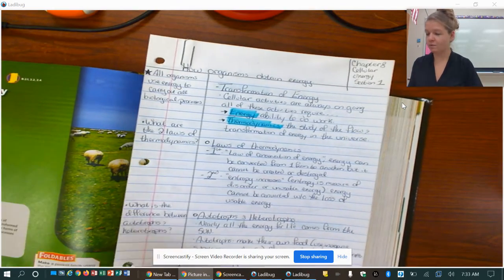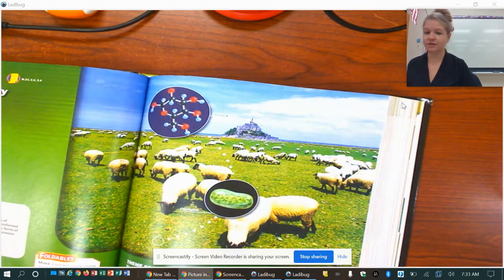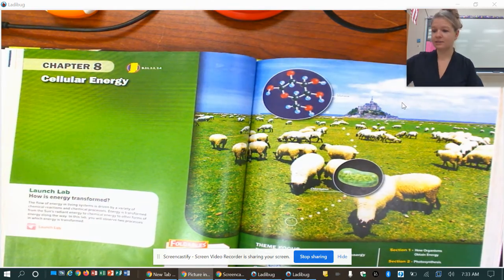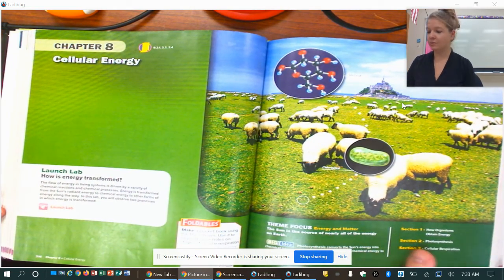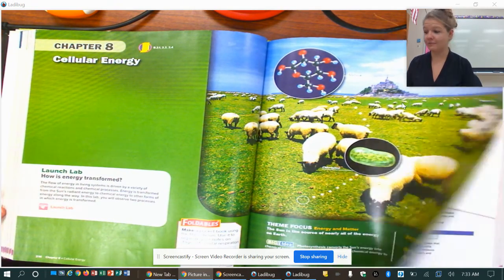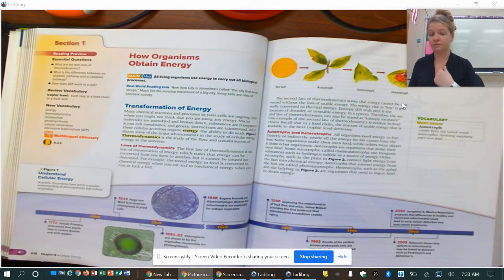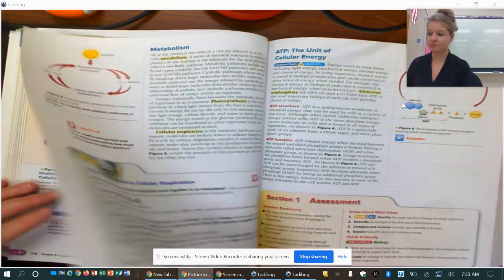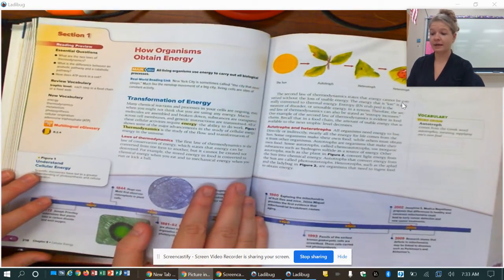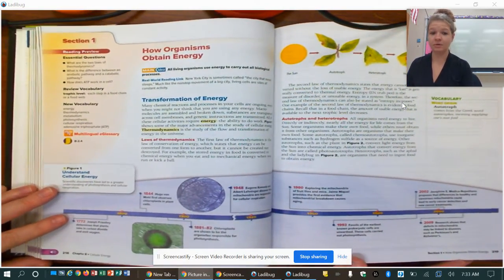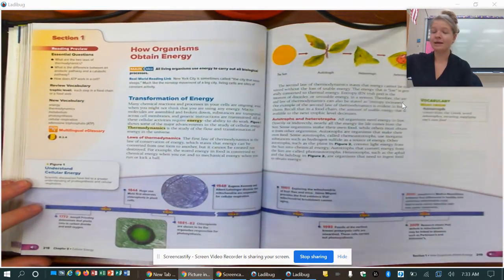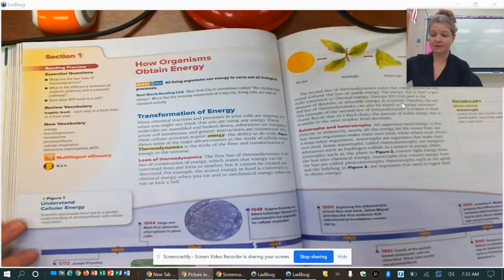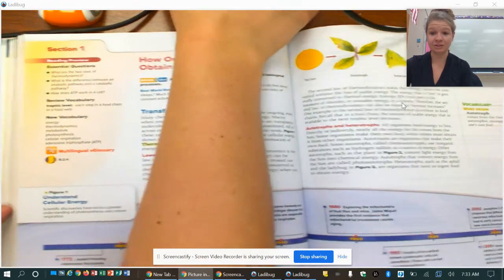So, your reading was Chapter 8, Section 1. So first, let's look at what we got. We're going to be dealing with cellular energy. Your assignment was for Section 1, which was pages 218 to 221. So remember, guys, I'm not going to require Cornell notes anymore, but I really truly believe that this is the best method to take notes, especially in biology.